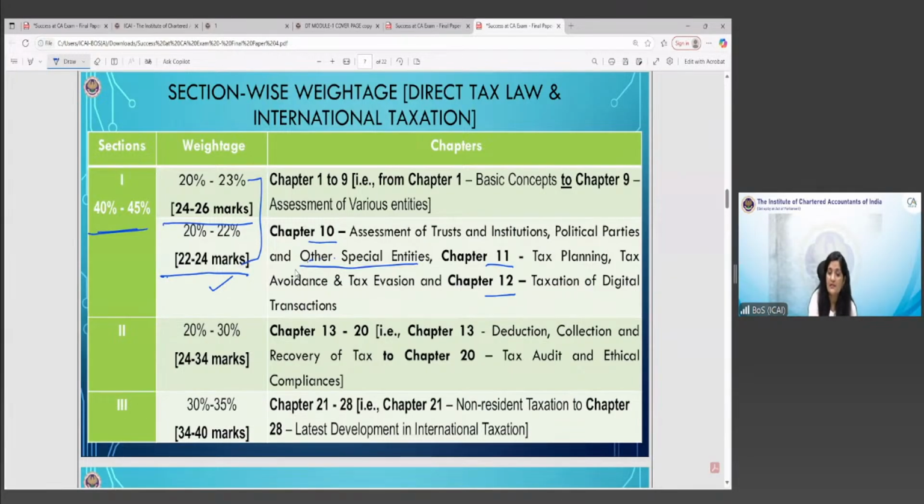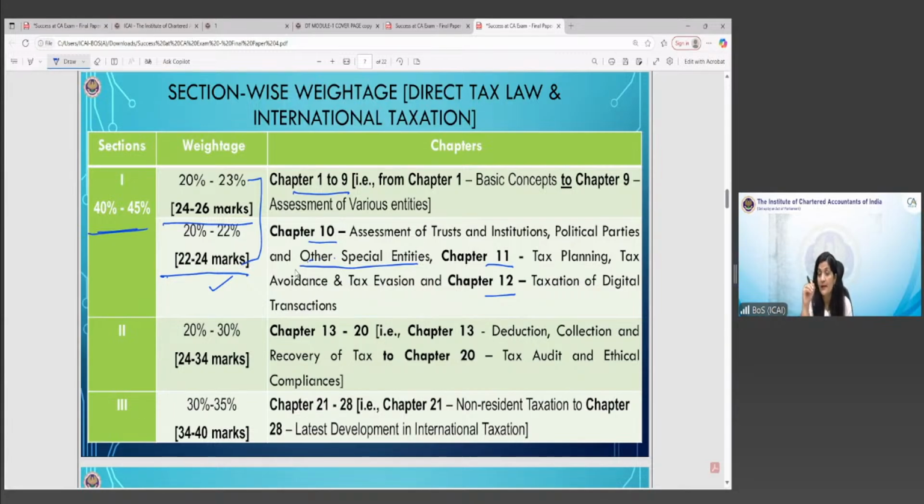It comprises chapters 1 to 9, and the compulsory question of 14 marks is generally covered from this subsection only, that is from chapter 9. It is the computation of total income and tax liability of a company, or maybe of a firm, or of a cooperative society, other than individuals basically.